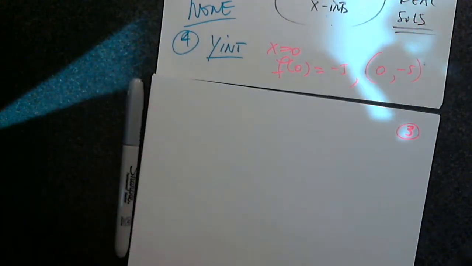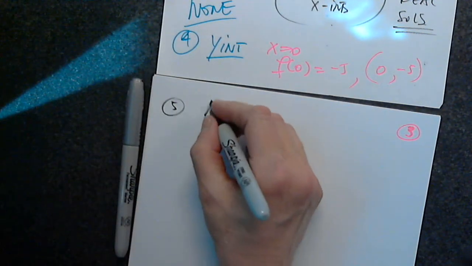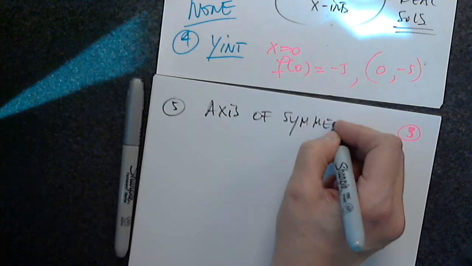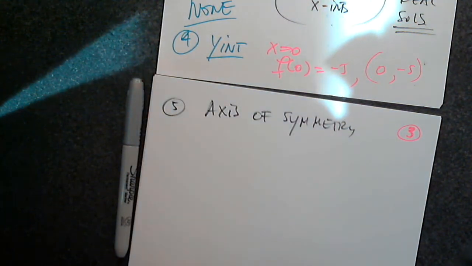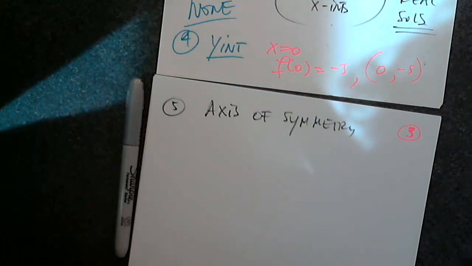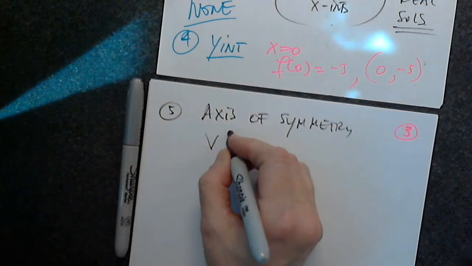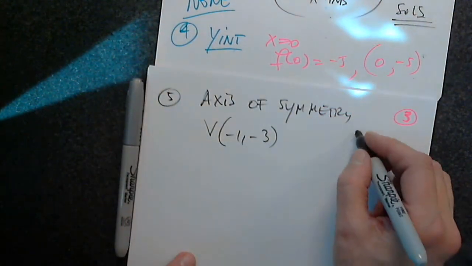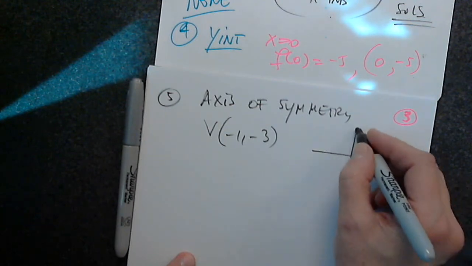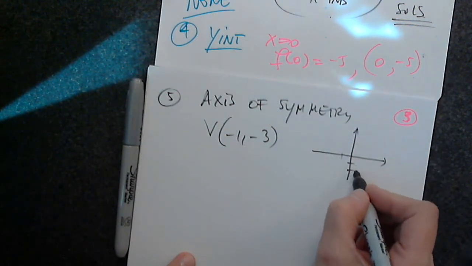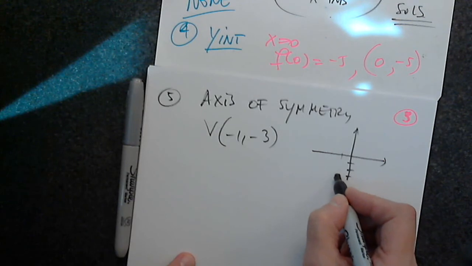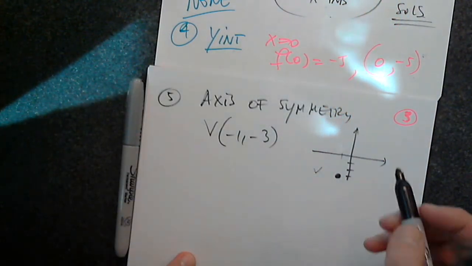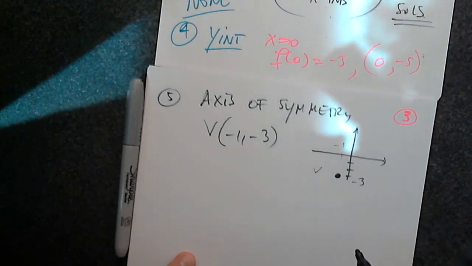I absolutely love it. Okay, number 5, axis of symmetry. It's not part of the graph, but it has to be graphed. So we know that the vertex is negative 1 comma negative 3. So I'm just going to plot the vertex. I hope you agree with negative 1, negative 3. Is this the vertex? Yes, we agree? Negative 1, negative 3?